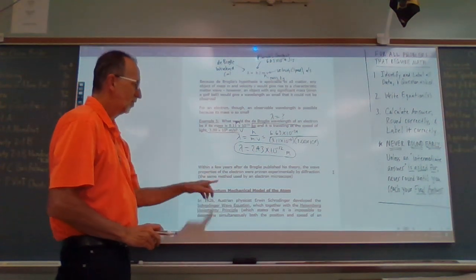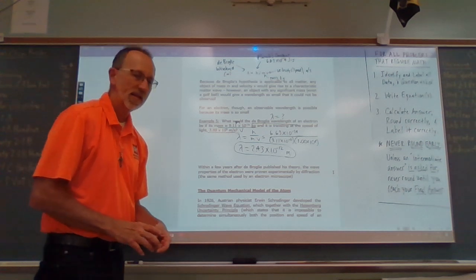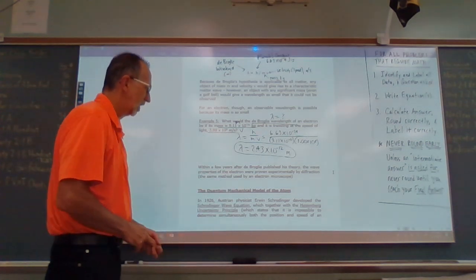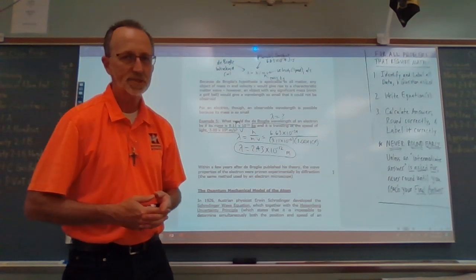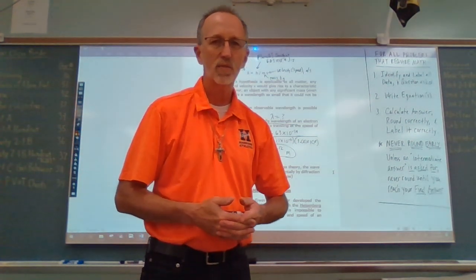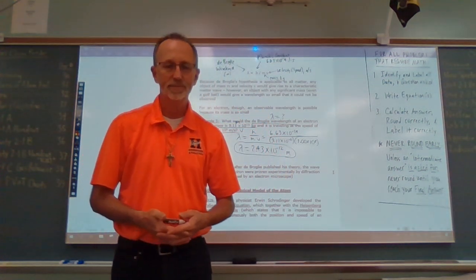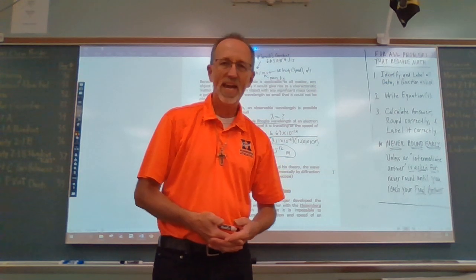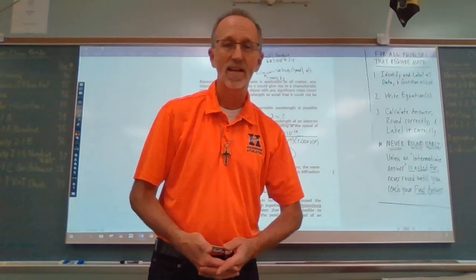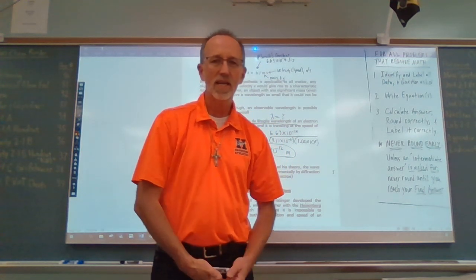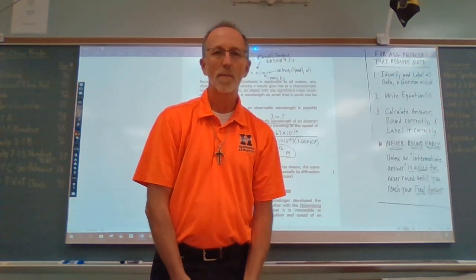Observable. Within a few years after de Broglie published his theory, the wave properties of the electron were proven experimentally by diffraction, the same method used by an electron microscope. Here is where that wavelength was observed, which then proved his theory. So, wave-particle duality is where we are at even today with not only electromagnetic radiation, but also matter.